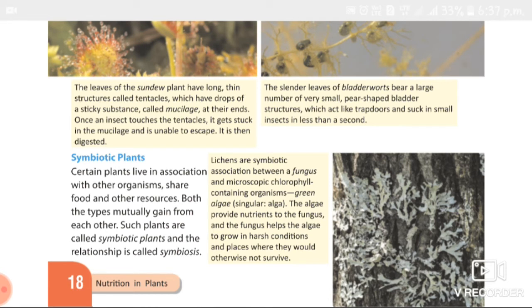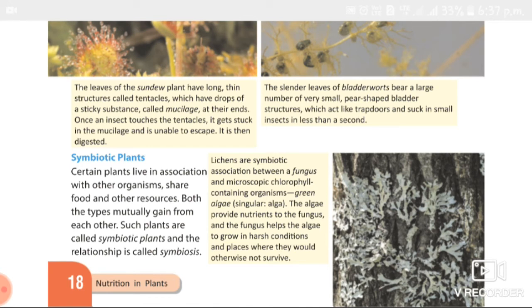Understand that? So, what are symbiotic plants? Plants that live in association with other organisms, where both types mutually gain from each other, are called symbiotic plants.